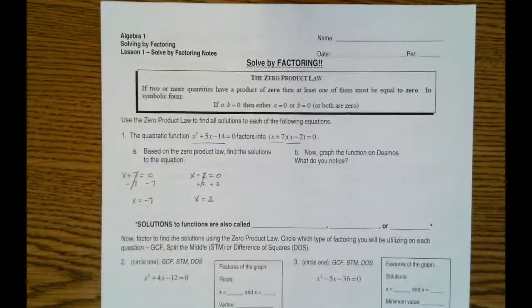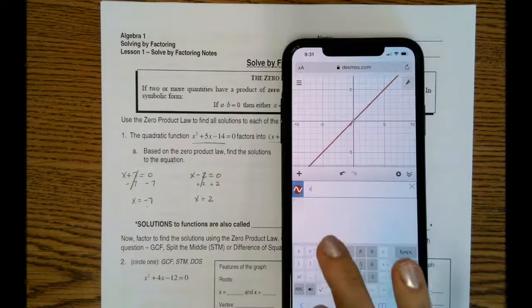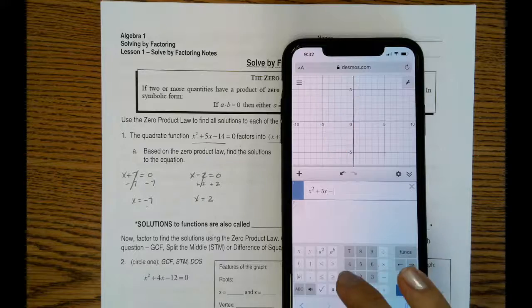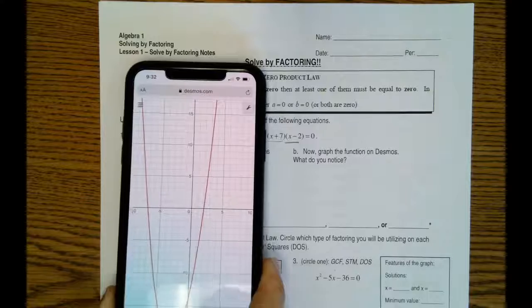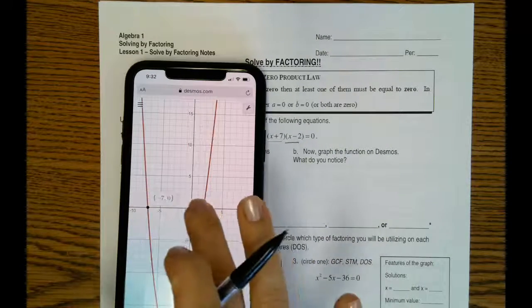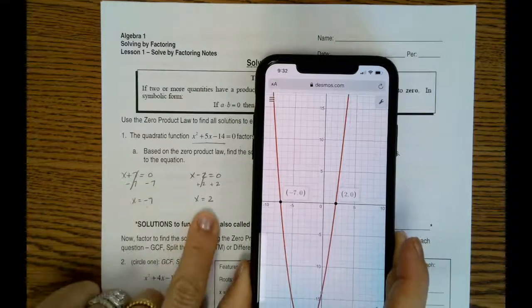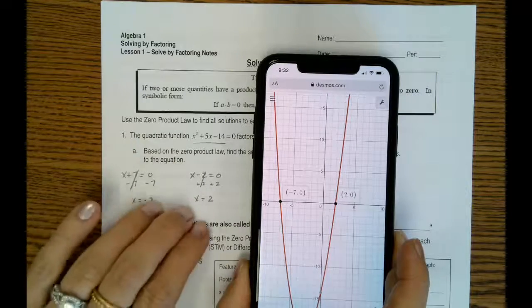So I'm going to pull up Desmos. Okay, so I'm going to go ahead and put in our quadratic. So x squared plus 5x minus 14. Okay, so what I want you to notice here, and it says in part B, now graph the function on Desmos, what do you notice? If you tap on the x-intercepts, they are exactly what we just solved for, -7 and +2. So this zero product law allows you to do the algebraic part of seeing where your graph crosses the x-axis, which is kind of cool.